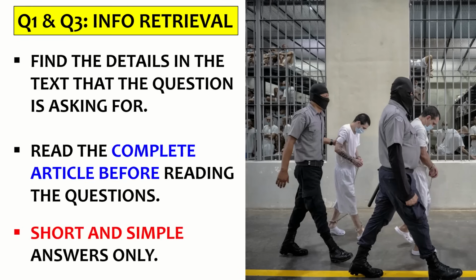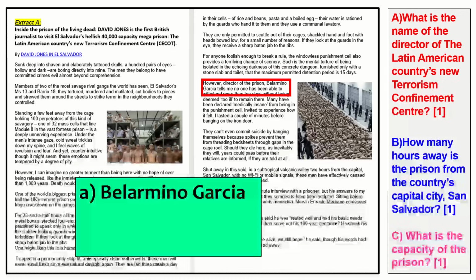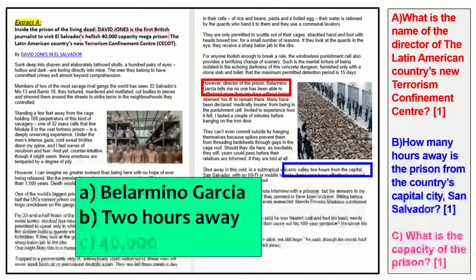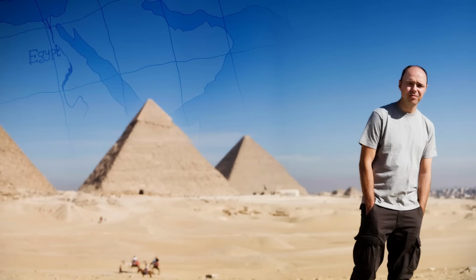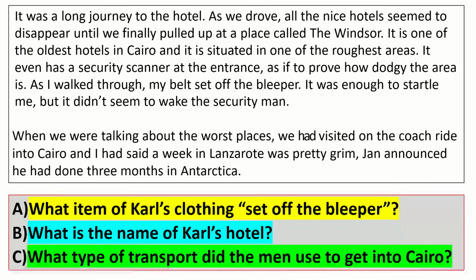So all you've got to do is find the details in the text, and give short and simple answers. So what is the name of the director of the prison? Belemo Garcia. How many hours away is the prison from the country's capital? 2 hours. What's the capacity of the prison? 40,000. And this is one that I did with my students, just a smaller extract. Again, though, same skill. What item of Carl's clothing set off the bleeper?